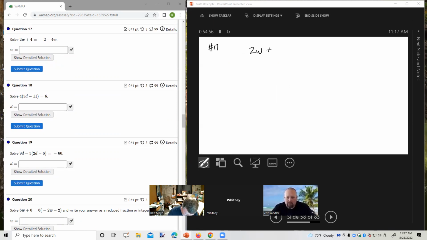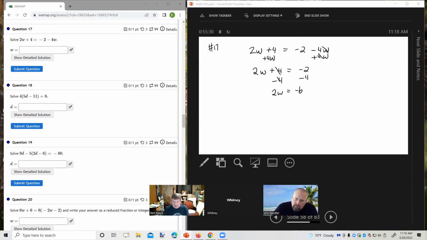Solve 2w plus 4 equals negative 2 minus 4w. So we're going to get all the terms with the variable on one side of the equation. I'm going to put them on the left, so I'm going to add 4w to both sides, which gives me that. Then I'm going to put all the constant terms on the right side, so I'm going to subtract 4 from both sides. So now I've isolated the variable term. Then I'm going to isolate the variable. So w equals negative 3.